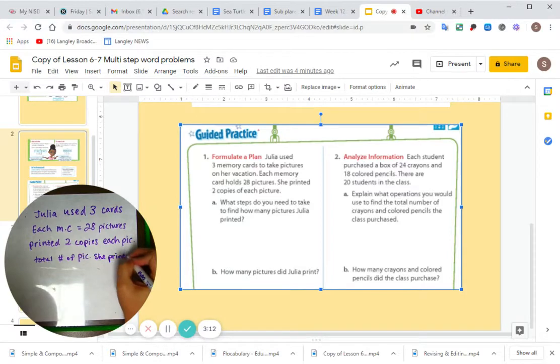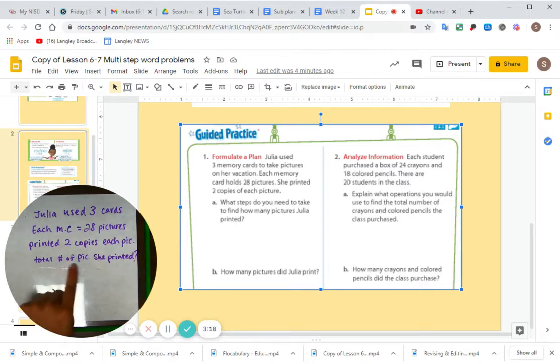She printed. Okay, so how can we do that? All right, this is our question. They want to know that. All right, so how are we going to find the total number of pictures that she printed? Well, I'm going to use the information that they give me. So we know that she used 3 different memory cards. Each memory card holds 28 pictures, and she printed 2 copies of each picture.